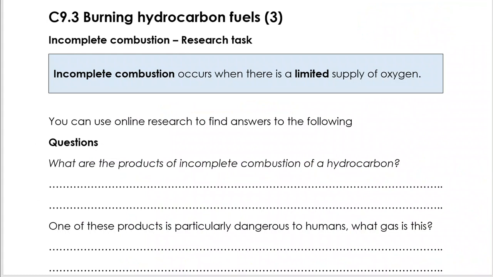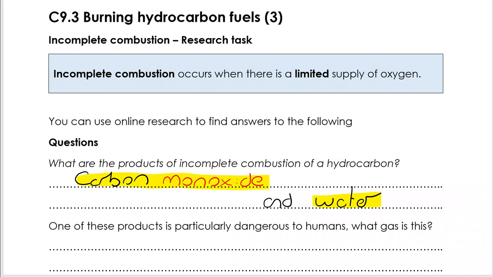So, the products of incomplete combustion of a hydrocarbon are very slightly different. Think about it, you have got a limited supply of oxygen, so we're not going to be able to make carbon dioxide with 2 oxygens and water. The actual change is this. We make carbon monoxide, CO, rather than CO2. However, and this is crucial, you will still make water. So, the products of incomplete combustion of a hydrocarbon are carbon monoxide and water. One of these is actually very dangerous to humans. What gas is this? And that is carbon monoxide.